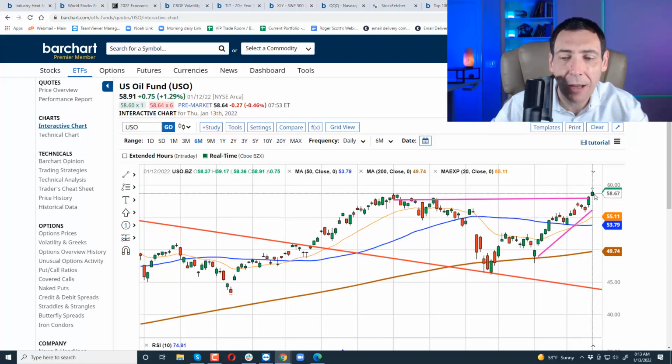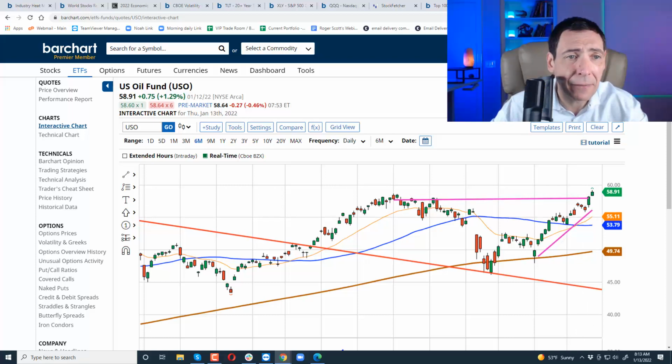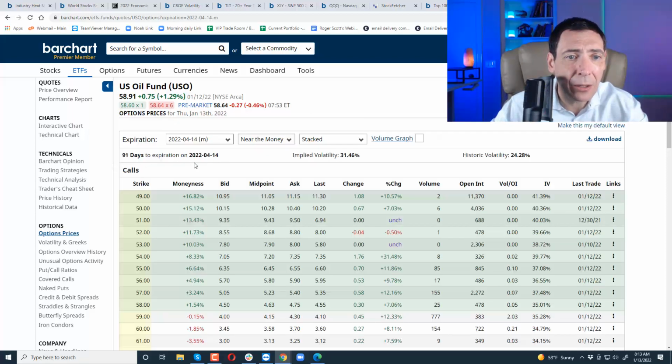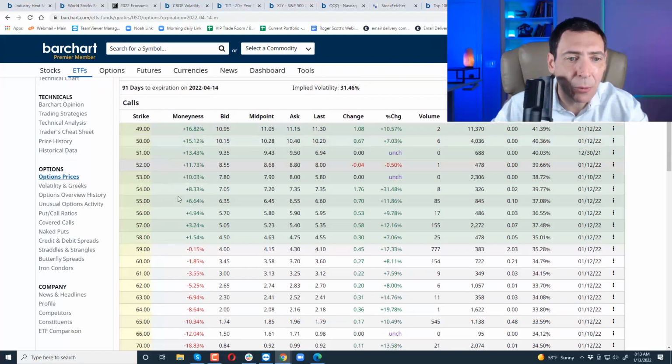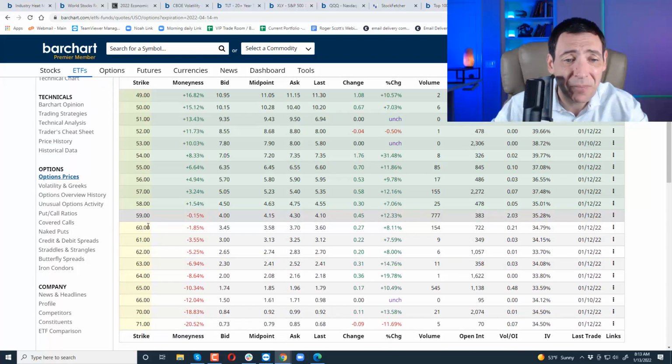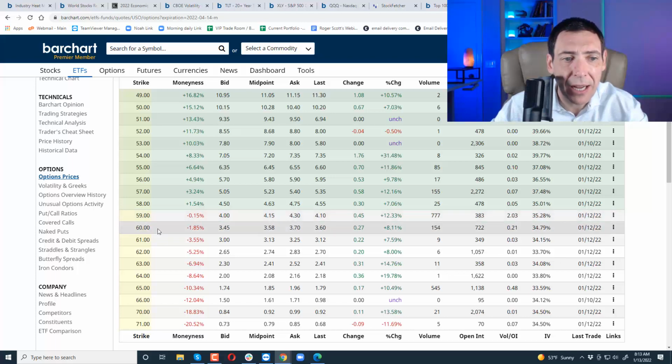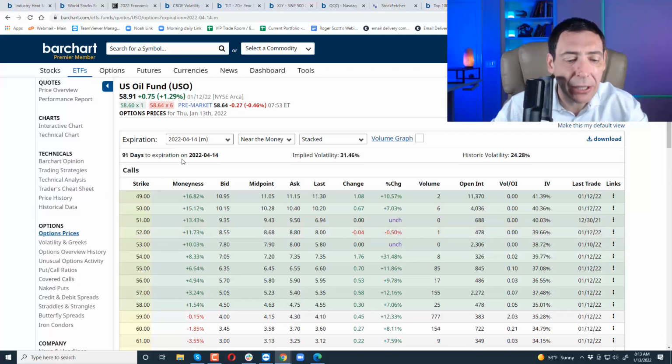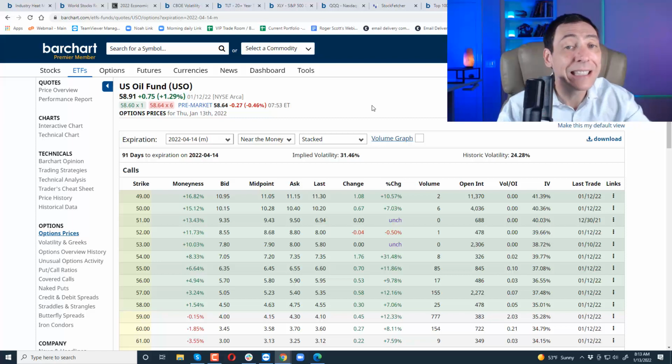I would wait for it to cool off, maybe come down to its base, and then start looking into buying it. If you're looking at options, I would go out to April, 91 days, which is a good amount of time, and I would look closely at the 60 strike price, maybe the 59 strike price. They're both pretty cheap. Depends how close you want to be in the money. 59 or 60 strike price for the January, February, March, April expiration, 91 days to go. USO is the target.